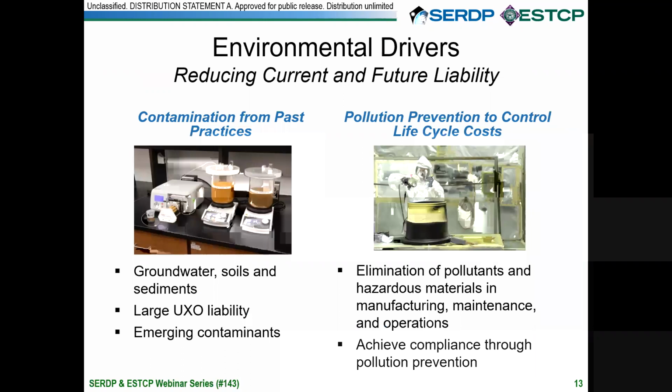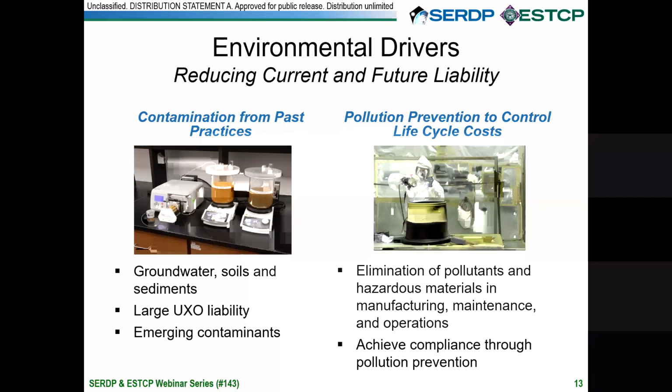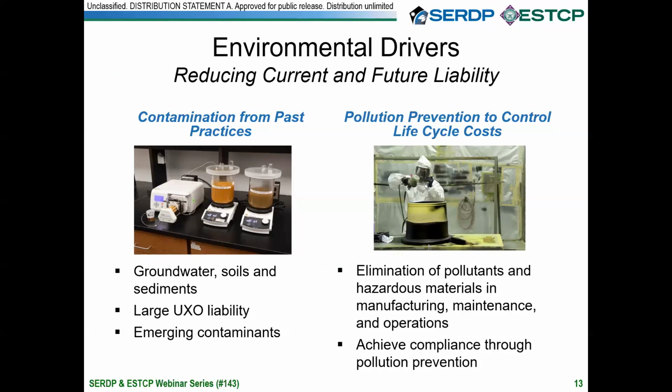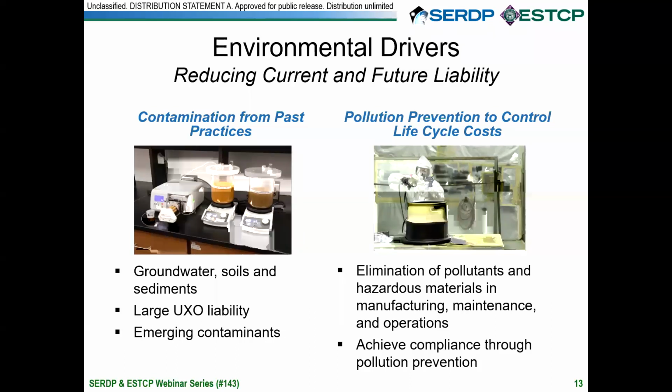One key environmental driver is the reduction of current and future environmental liabilities. This involves addressing contamination from past practices, including impacts to groundwater, soils and sediments, UXO contamination, and developing management approaches for contaminants of emerging concern. The second part of this is pollution prevention, with a focus on eliminating likely environmental pollutants or hazardous materials in manufacturing, maintenance, and operations on our installations.